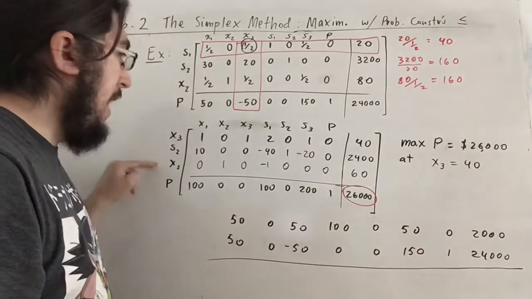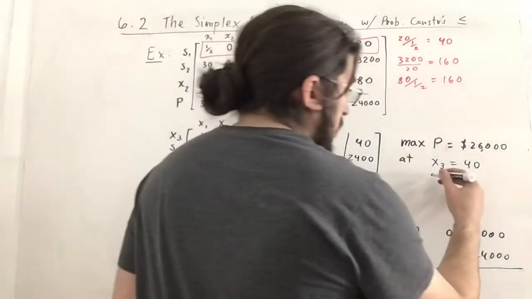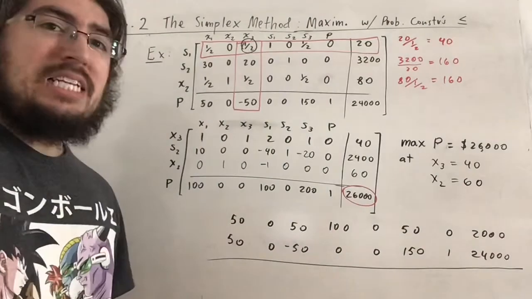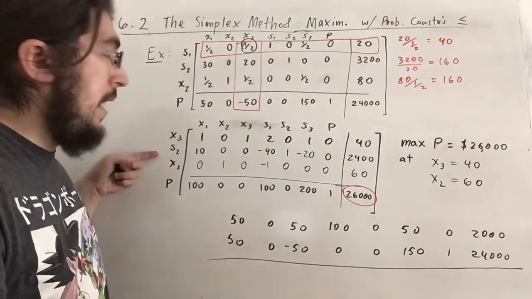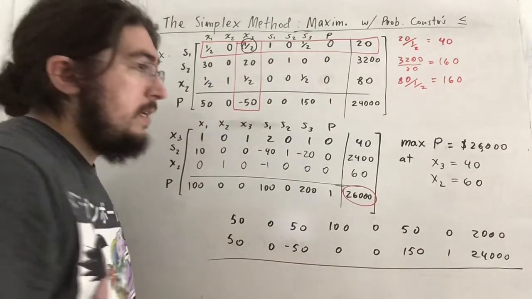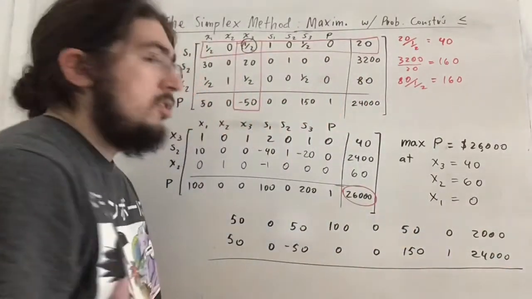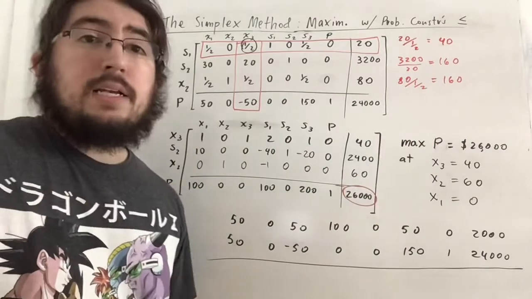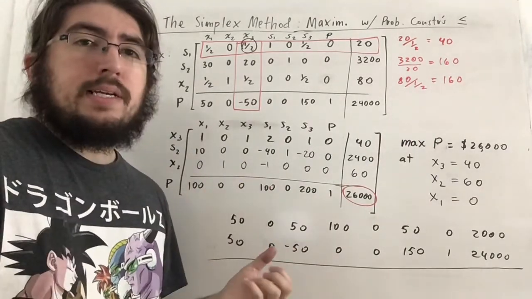x2 is how many acres you have for crop B, and that's 60. So 60 acres for crop B, and 0 acres for crop A, because there's no x1 here. x1 never entered and never exited. So actually it'd be x1 equals 0. If you went back and plugged these values in for P, you'll indeed get 26,000. And it turns out this is our max because of the pivoting process.